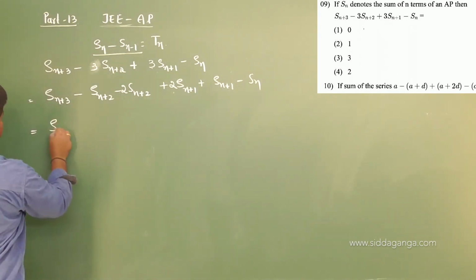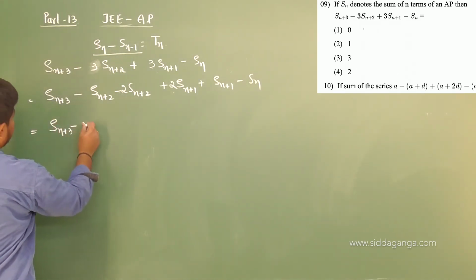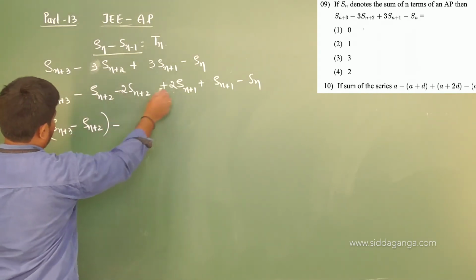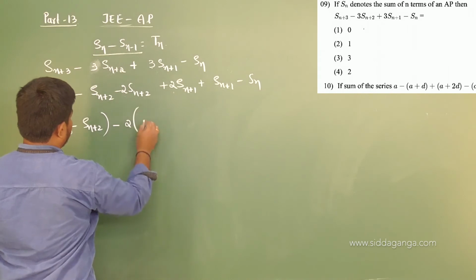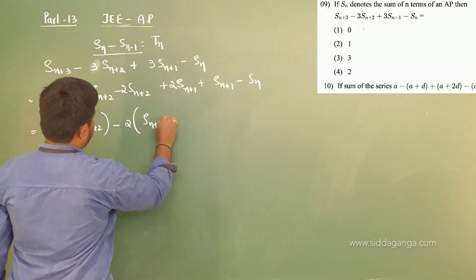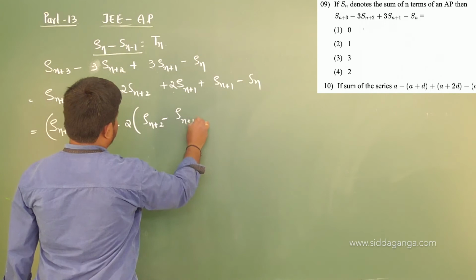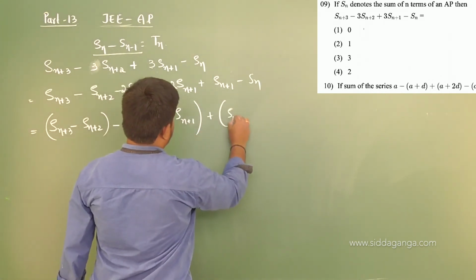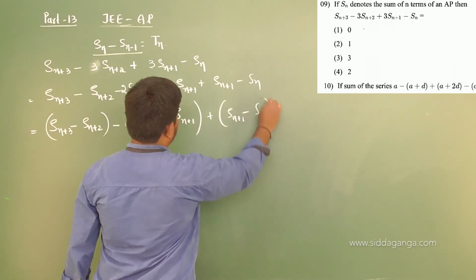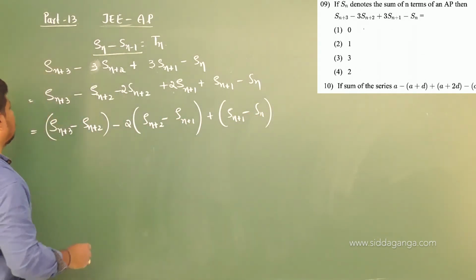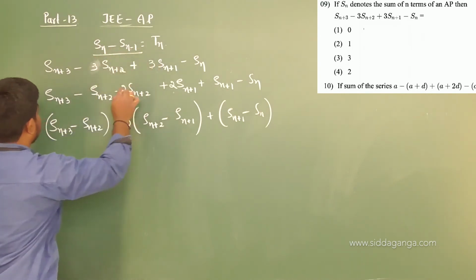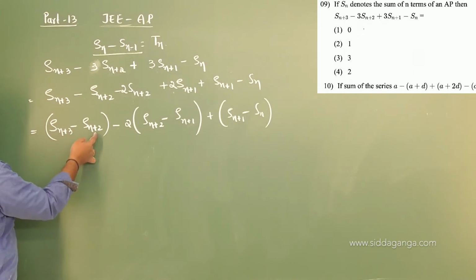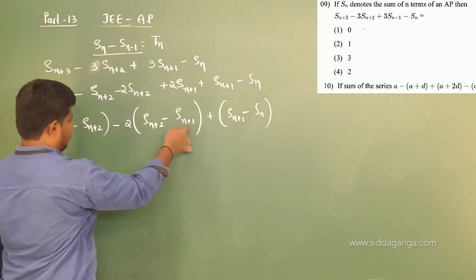So Sn+3 minus Sn+2 minus, in these two I am going to take 2 minus 2 outside, Sn+2 minus Sn+1, because minus and minus we get plus. Here Sn+1 minus Sn. Observe here all these three terms are of the type Sn minus 1. If it is n, it is less than that. n+3 less than 1 is n+2. n+2 less than 1 is n+1, and so on.